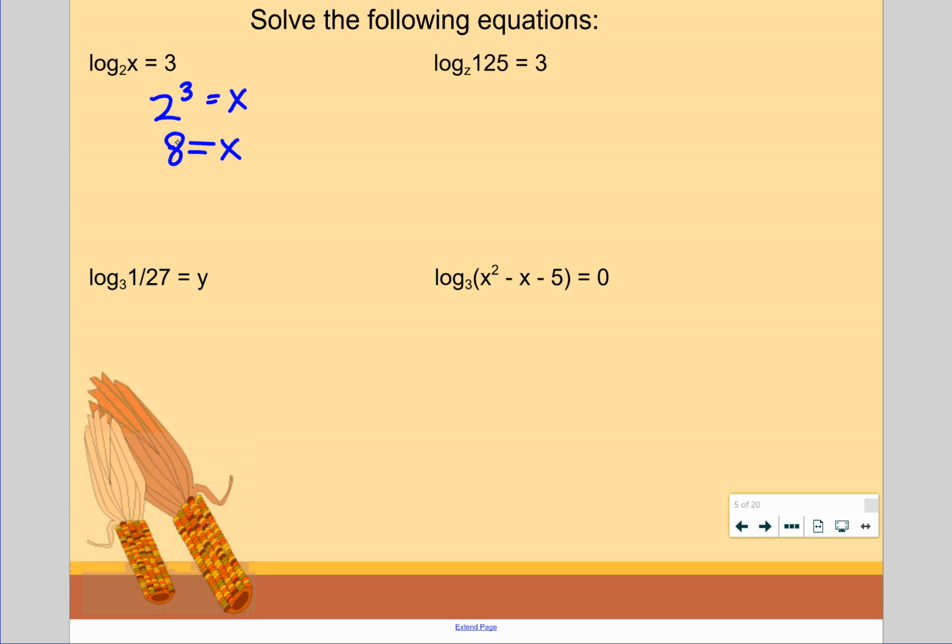Okay, log base z of 125 equals 3. z to the 3rd equals 125. And then how do I solve for z? Cube root, or you could use what power on both sides? What's the same as a cube root?